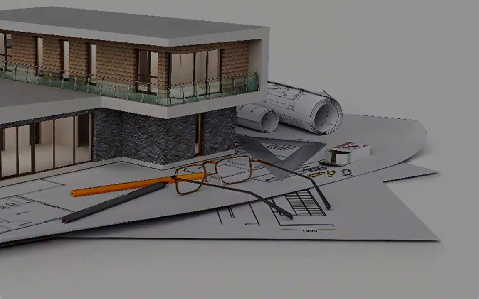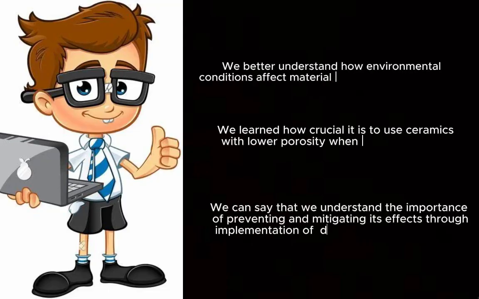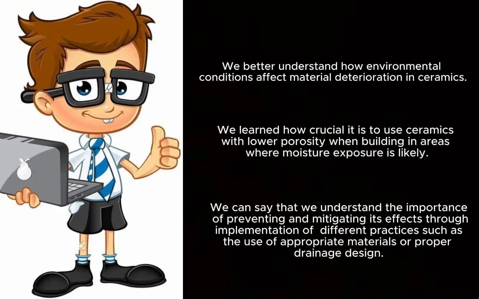In conclusion, in this experiment, we now better understand how environmental conditions affect material deterioration in ceramics. We learned how crucial it is to use ceramics with lower porosity when building in areas where moisture exposure is likely. So we can say that we understand the importance of preventing its effects through the implementation of different practices, such as the use of appropriate materials or proper drainage design.